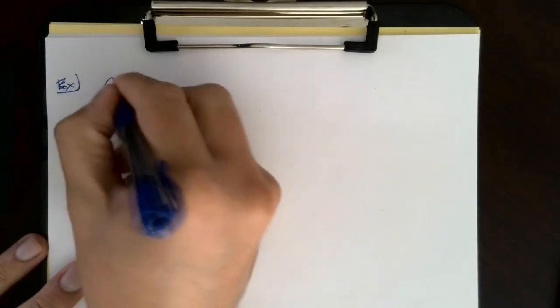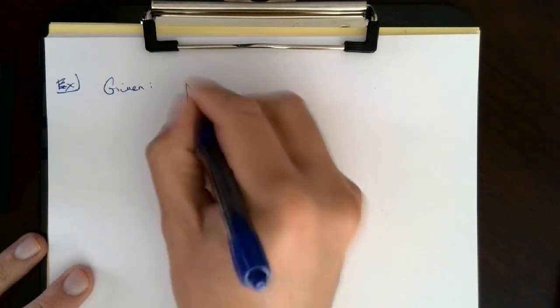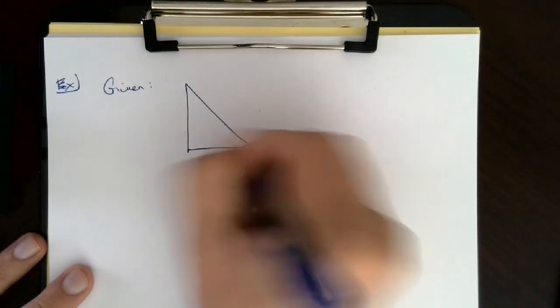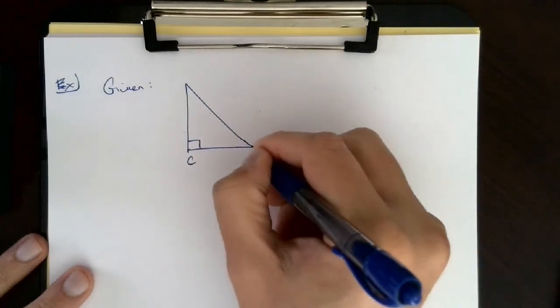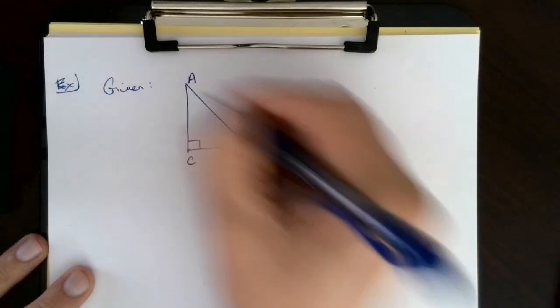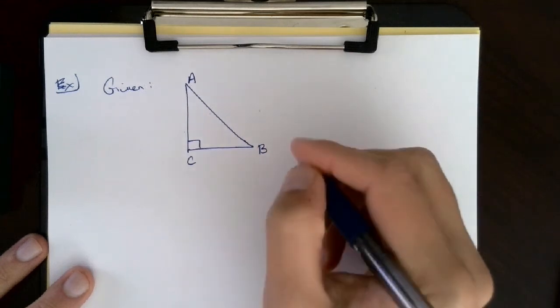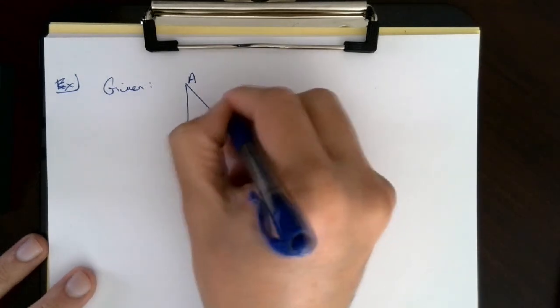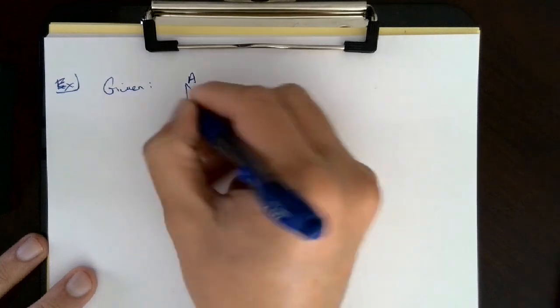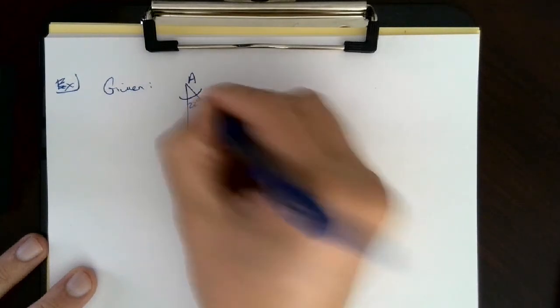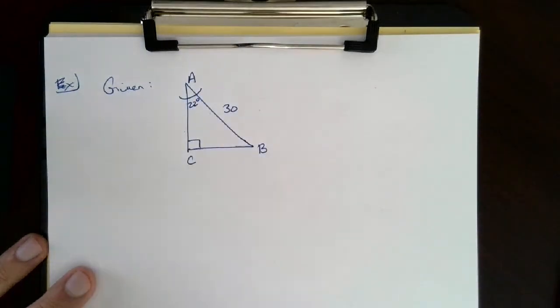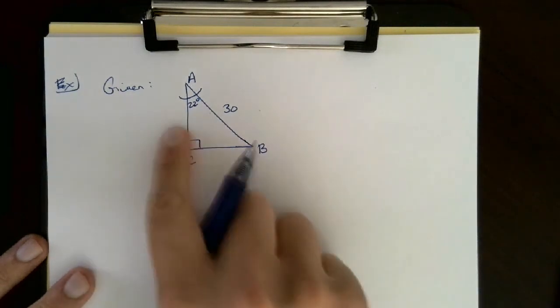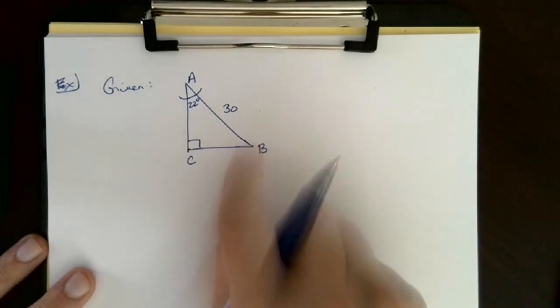So, for example, if I said you were given this triangle, I'm going to draw it for you. It's going to be a right triangle. Call the right angle angle C. This will be angle A. This will be angle B. And I'm going to tell you some information. I'm going to tell you the hypotenuse is 30. I'm going to tell you angle A here is 22 degrees. And that's all I'm going to tell you. So you don't know these two sides, and you don't know that angle.